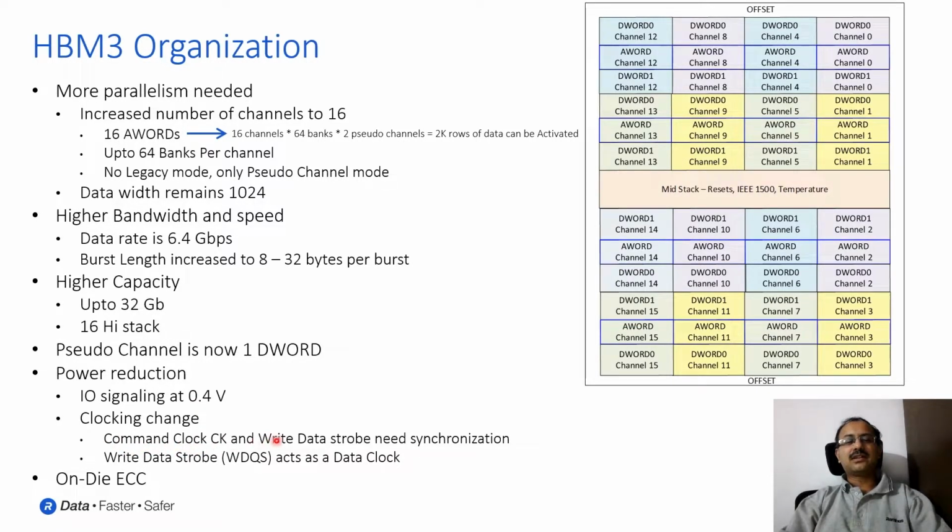So the command clock and the write data strobe need synchronization, and the write strobe is now acting as a data clock. What has been done is the command clock runs faster than the data clock. So this way the power on the address side is reduced, whereas the data rate throughput on the data bus has been increased. And they have introduced on-die ECC to improve the reliability.